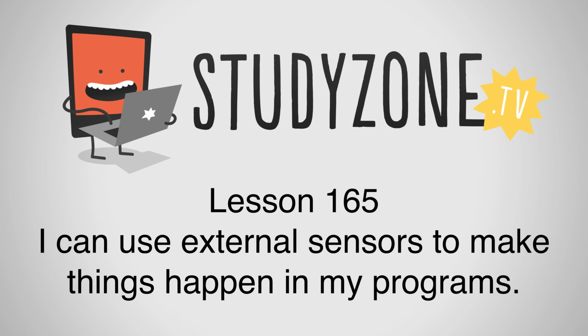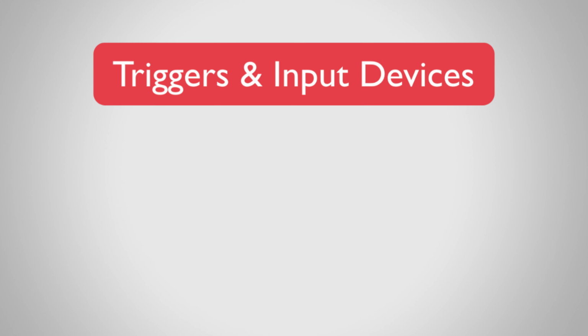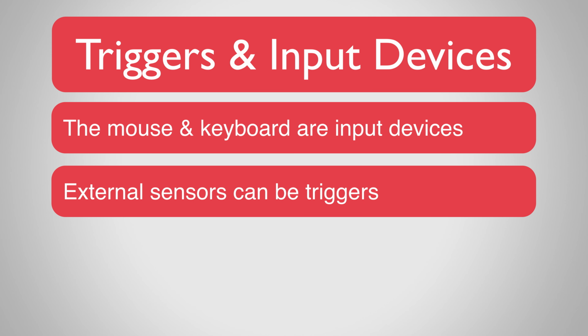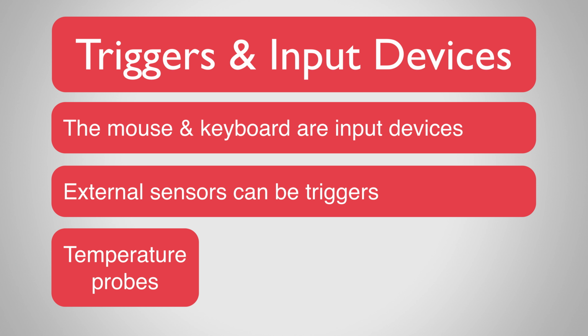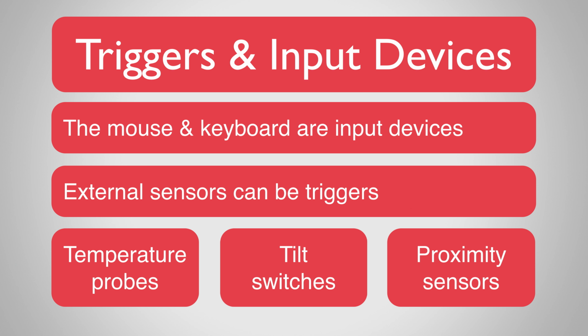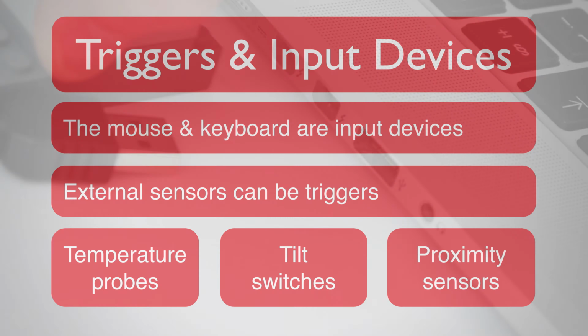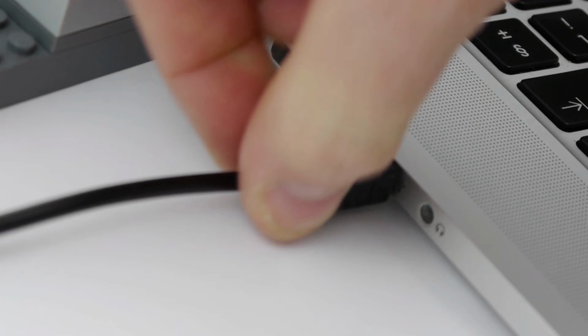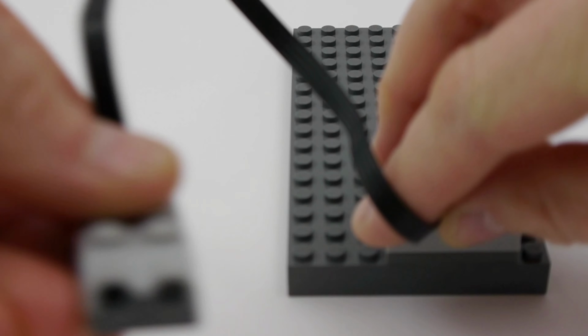So far in this unit, we've been learning how to use the mouse and keyboard as input devices, triggering our code to run. We can also use external sensors as triggers, such as temperature probes, tilt switches, or proximity sensors. In this lesson, we're going to be learning how to use a range of sensors included as part of the Lego WeDo kit. Let's get started by plugging our USB controller into our computer and connecting our two sensors.